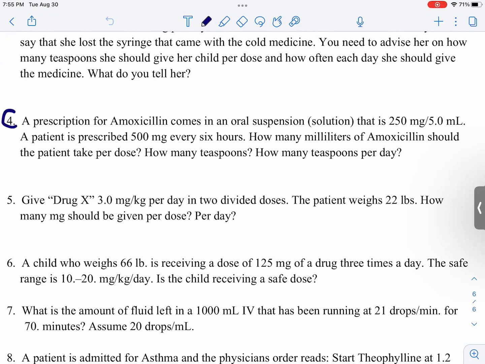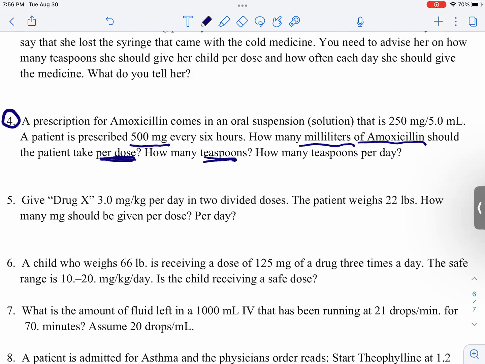A prescription for amoxicillin comes in an oral suspension that is 250 milligrams per 5 mils. A patient is prescribed 500 milligrams every 6 hours. How many milliliters of amoxicillin should the patient take per dose? How many mils should they take in a dose? How many teaspoons? You're going to have to convert to the US system. And how many teaspoons per day? So you want teaspoons per day.